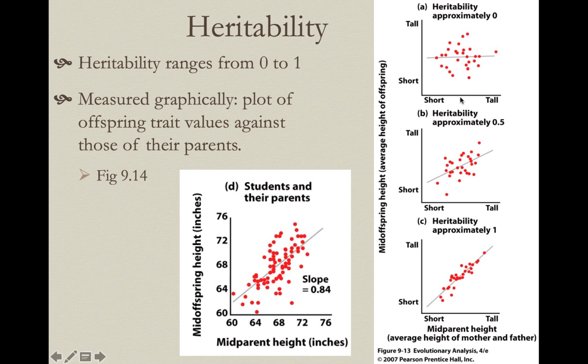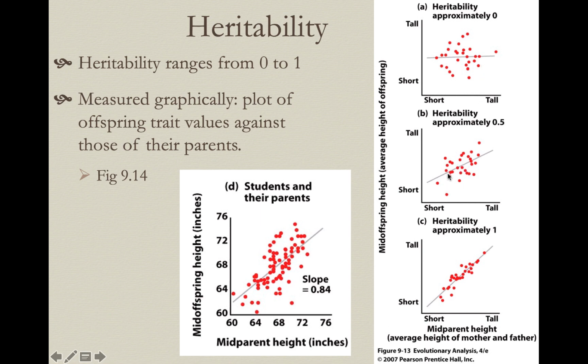If we looked at, say, height in humans, between the parents, where the mid-parent is basically the average parent size of mom and dad, versus the mid-offspring size of the siblings produced. If we found a pattern like this, there's really no pattern there, right? I mean, they've got a line drawn here, but that's just random. That heritability is pretty much 0.